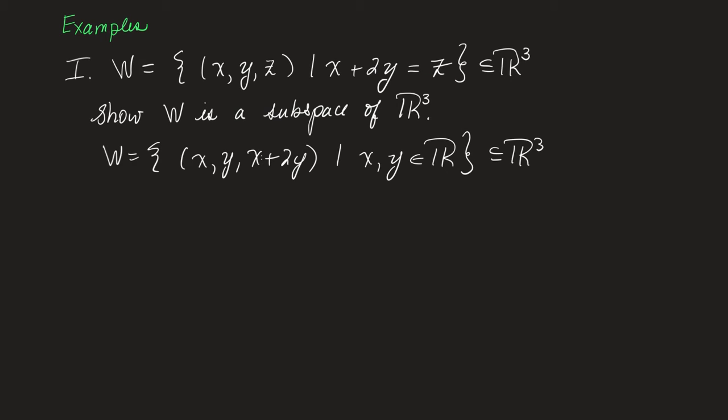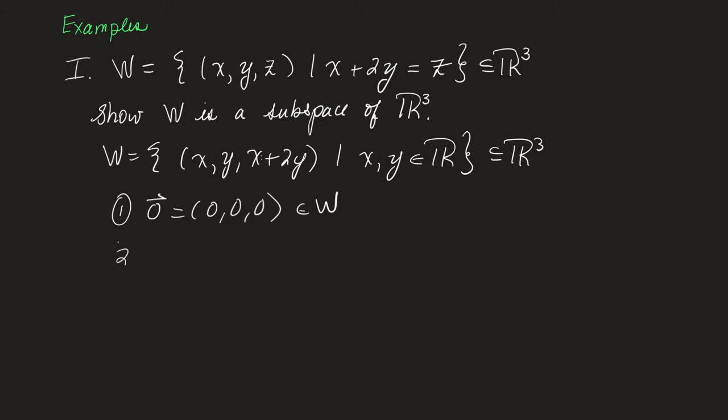Now, I want to show this is a subspace of R3. So I only need to prove 3 things. The first thing is clearly the 0 vector. So the 0 vector in R3, and we know that that is an element of W, right? Because the third component is equal to the first plus 2 times the second.